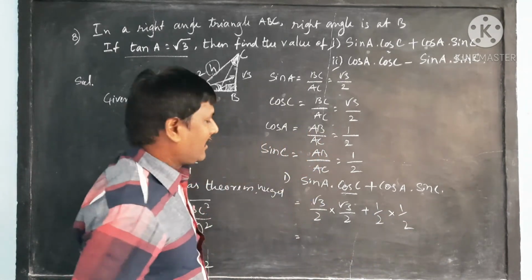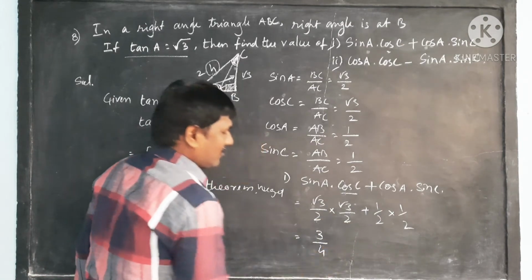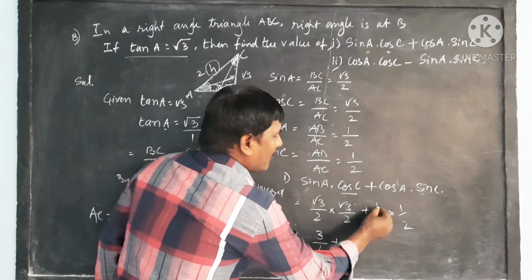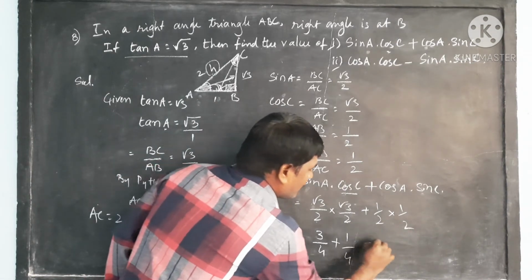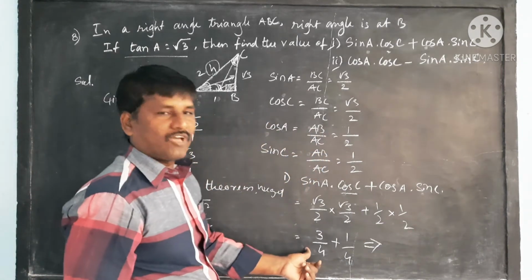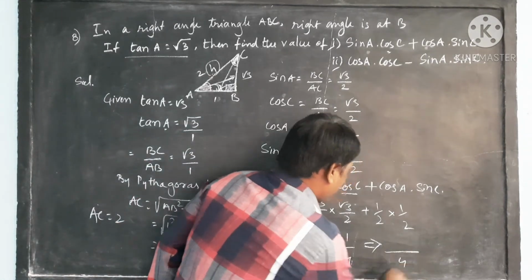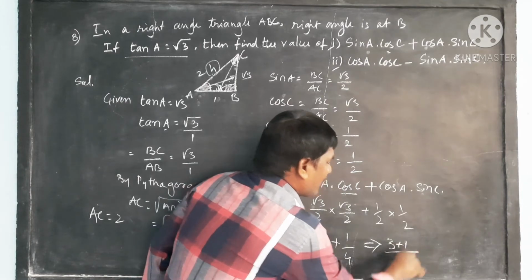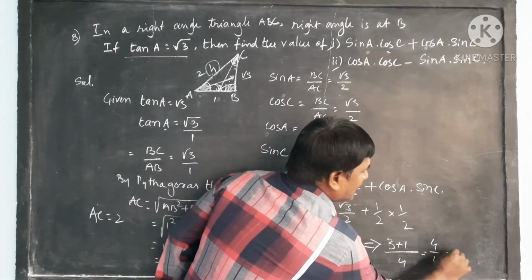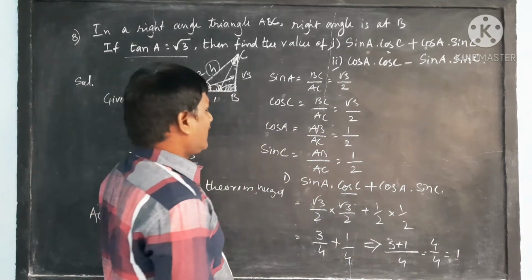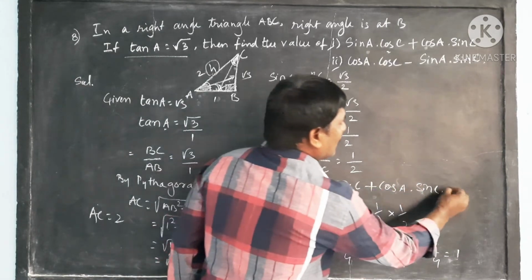Now you have to multiply root 3 into root 3, that is 3, over 2 into 2, which is 4, plus 1 into 1 by 2 into 2, which is 4. Now you have to add 3 by 4 plus 1 by 4. Then you get 3 plus 1, which is 4 by 4, which is equal to 1. Therefore, the value of sin A into cos C plus cos A into sin C is equal to 1.